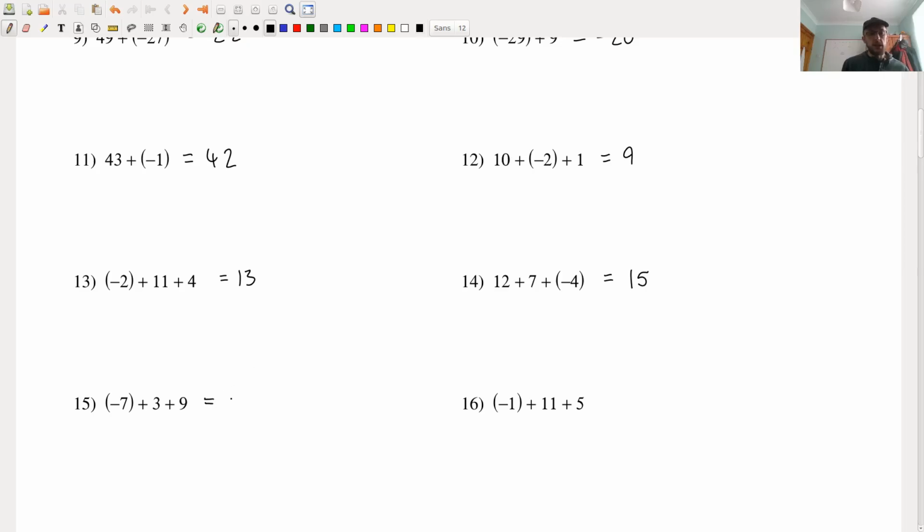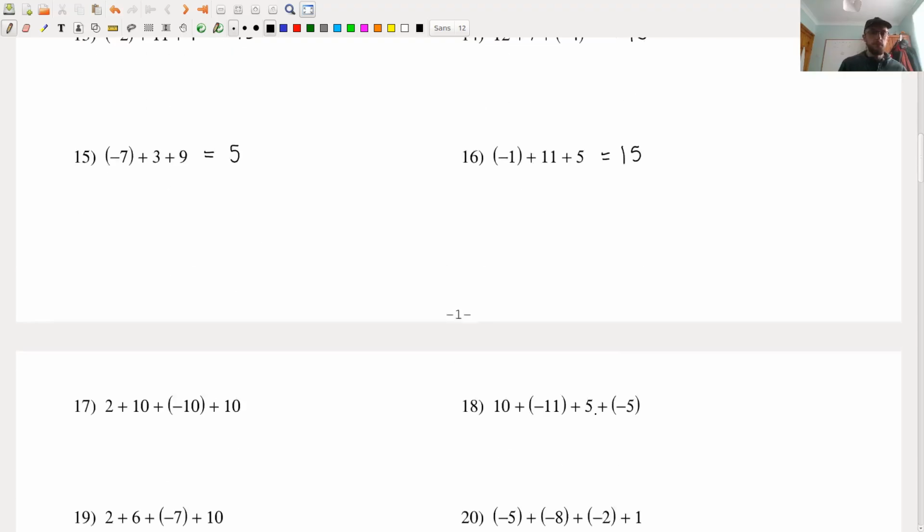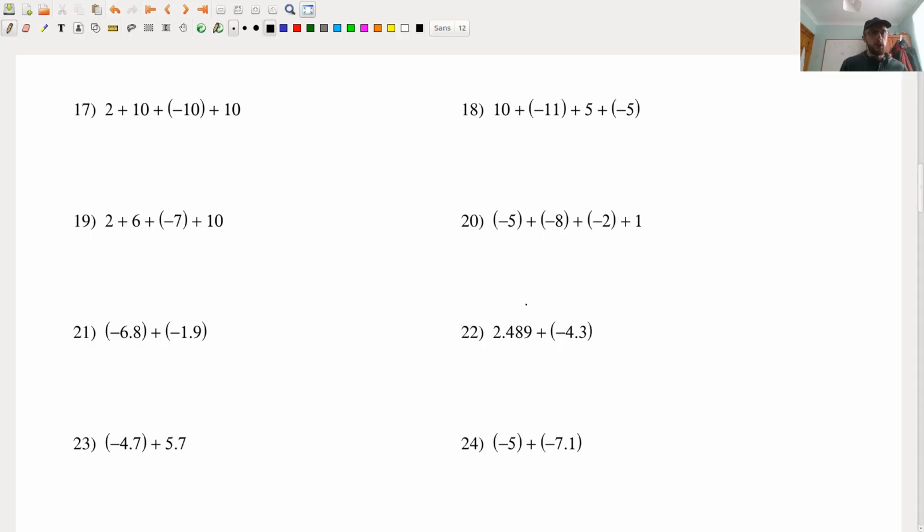Negative 7 add 3 add 9 is negative 7 add 12, which is 5. Negative 1 add 11 add 5 is negative 1 add 16, which is 15. 2 add 10 add negative 10 add 10 is 2 add 10, which is 12. 10 add negative 11 add 5 add negative 5. Let's see, these cancel out. So it'd be 10 take 11, which is negative 1.